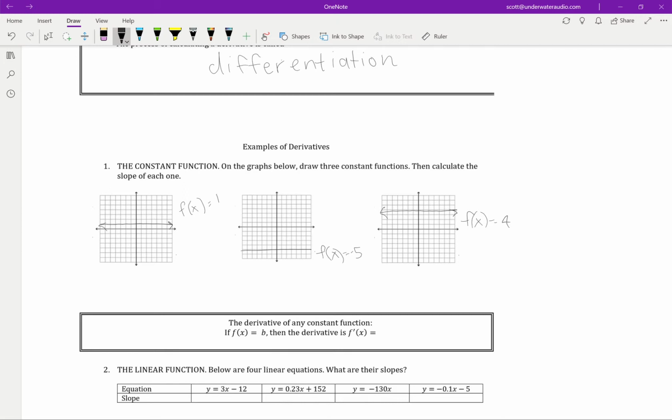So for each one, if I want to find the slope, I could pick 2 points and use my slope function. If you remember, m is the change in y over the change in x. And the change in height is 0. So this is 0 over just some number. So the slope is 0. And if we went all the way back to section 1.1, this is something we know, that the slope of a horizontal line is 0.